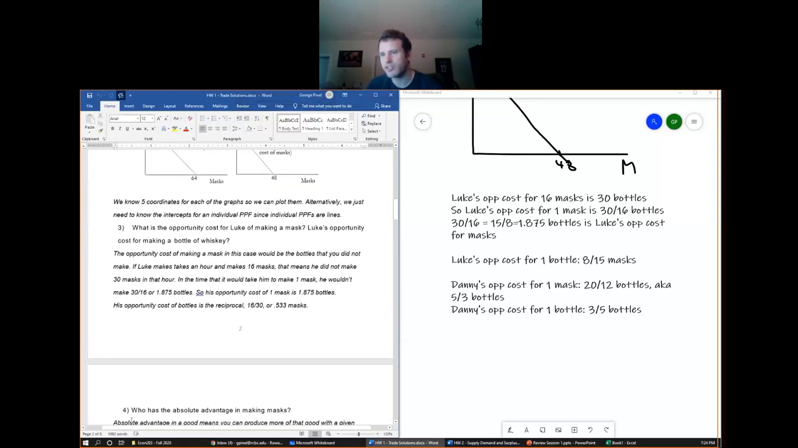So then I ask, who has the absolute advantage in making masks? And I think most people end up getting this one right. But just to clarify, absolute advantage is if I give you a number of hours or a number of bottles that they make in an hour, and they make more than the other person, then they have absolute advantage.